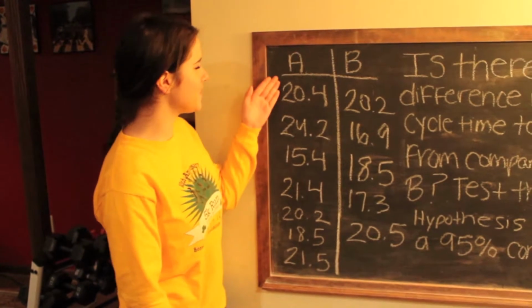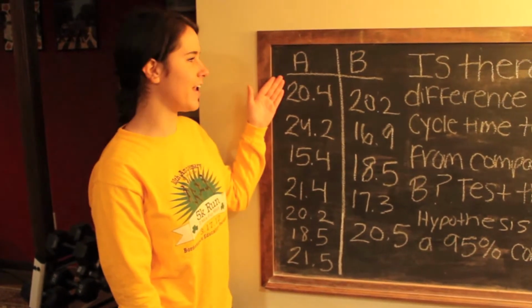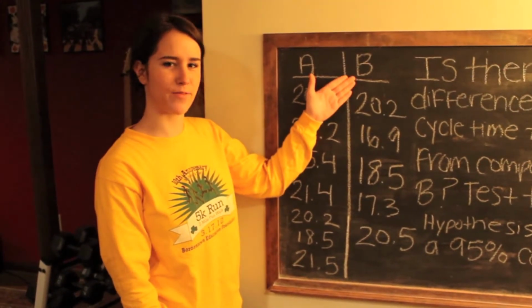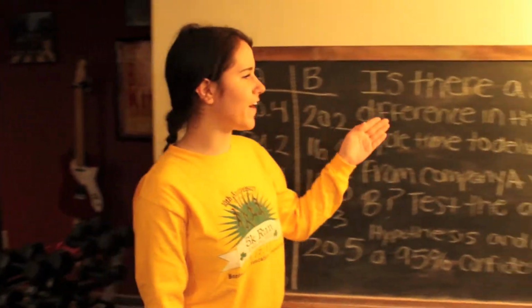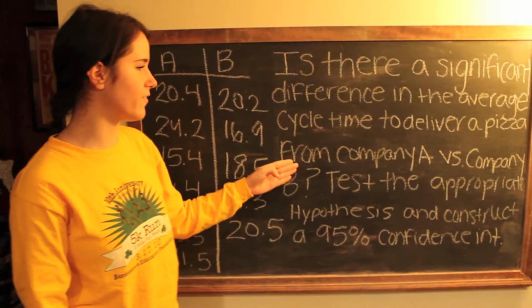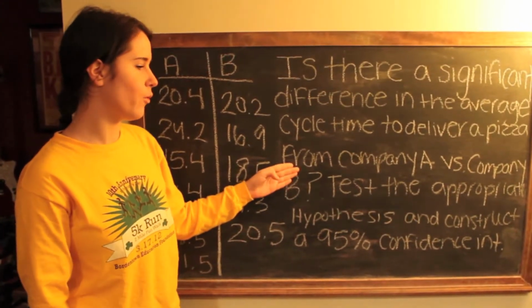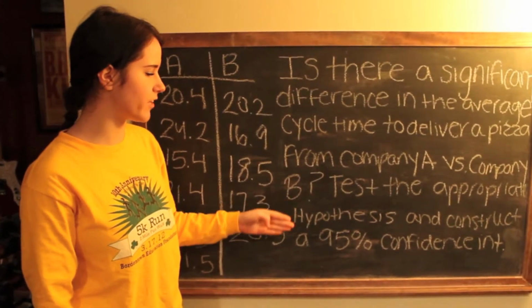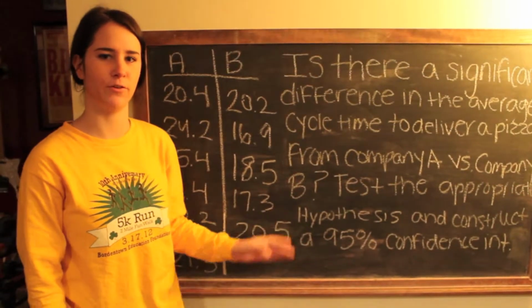Here we are given pizza delivery cycle times from company A and pizza delivery cycle times from company B. We are here to find out if there is a significant difference in the average cycle time to deliver a pizza from company A versus company B. We will test the appropriate hypothesis and construct a 95% confidence interval.